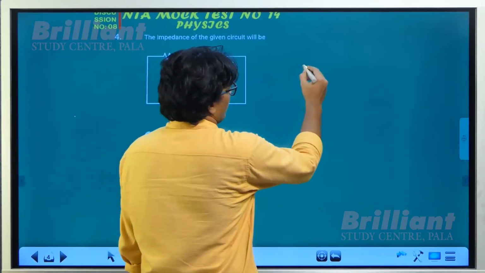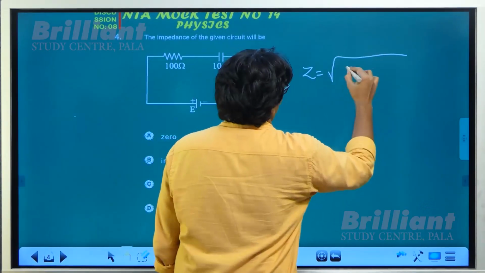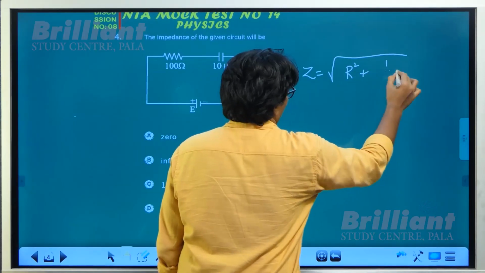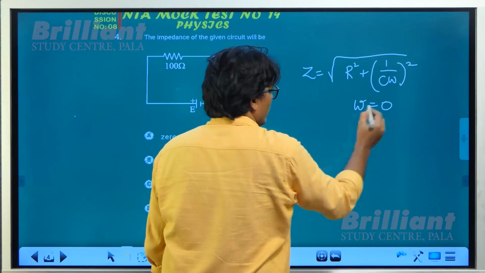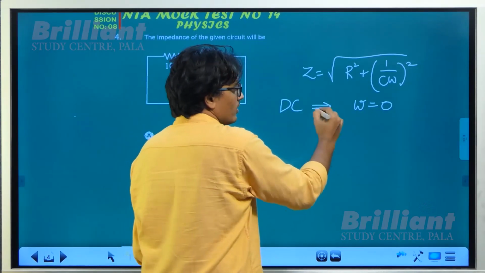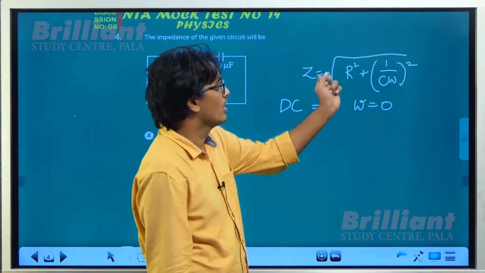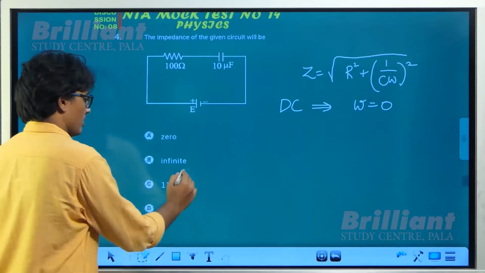Impedance formula is root of R square plus XC square. XC is 1 by C omega. Omega is 0 here. It's a DC circuit, DC current. So omega is 0. If omega is 0, then impedance is infinity.